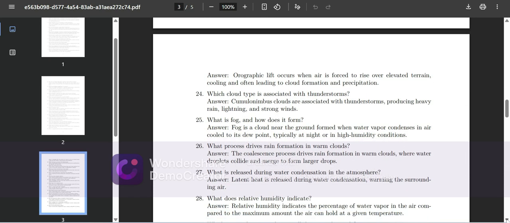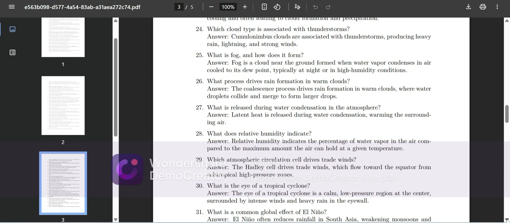Which cloud type is associated with thunderstorms? Cumulonimbus clouds are associated with thunderstorms, providing heavy rain, lightning, and strong winds.